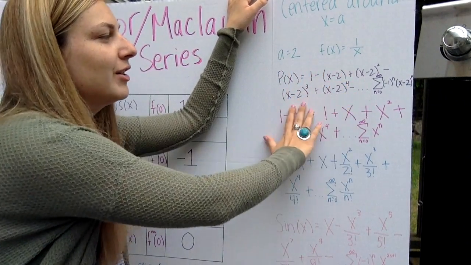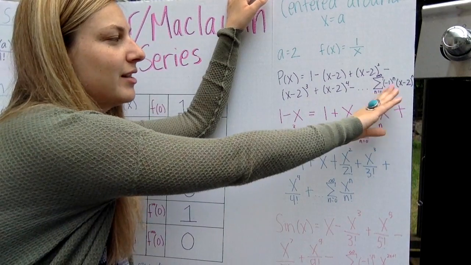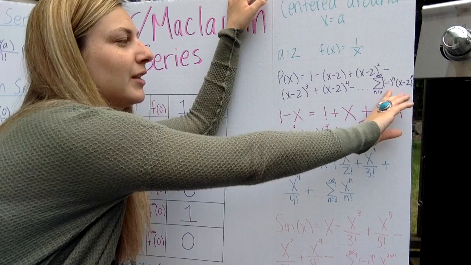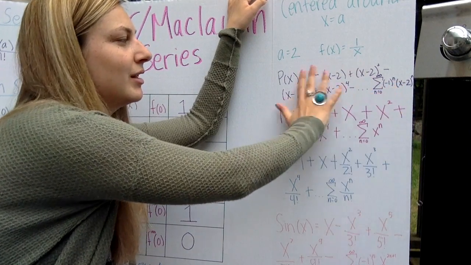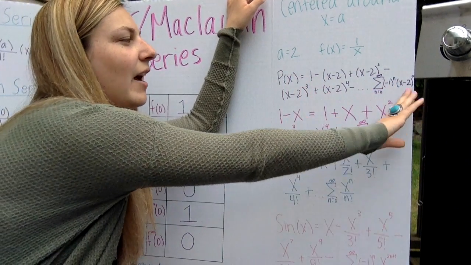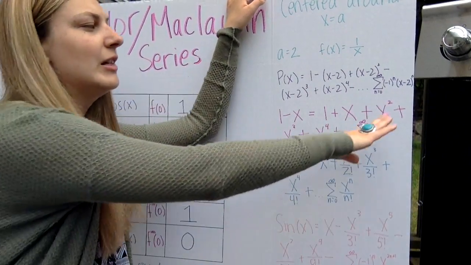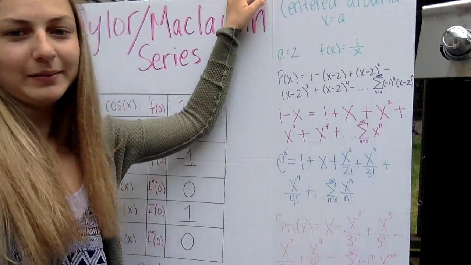So you can do that in every term, and then you're going to adjust the notation as well. So you're going to have minus 1 to the n, which is the same for Maclaurin or Taylor. And you're going to have x minus 2 to the n, where if it was a Maclaurin series, it just would have been x to the n.